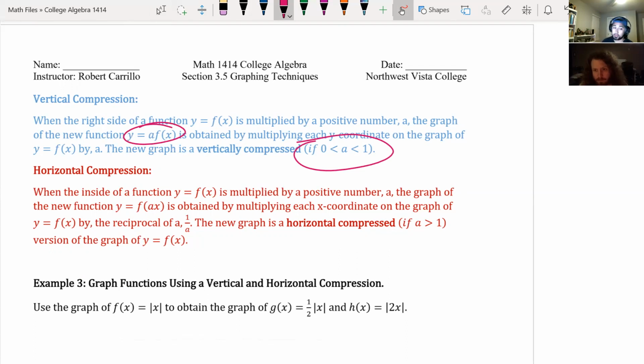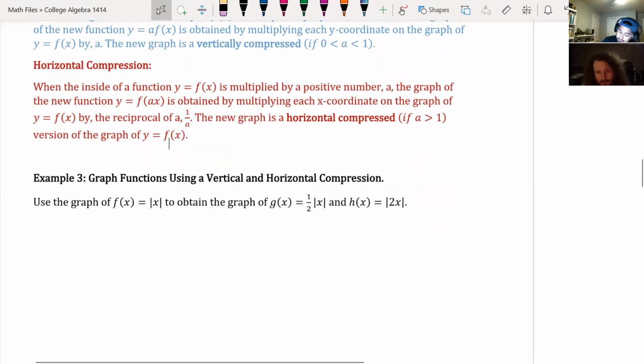And now for a horizontal compression, well, the inside of the function, f of a times x, if this number is bigger than 1, then it's considered a horizontal compression. And just like the horizontal stretch, whatever number's inside that function, you are always going to multiply by the reciprocal. So always multiply by the reciprocal. All right. So those are vertical and horizontal compressions. And once again, let's try it out.